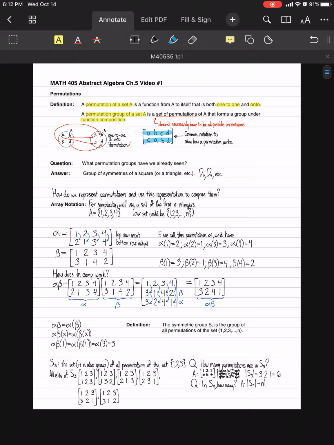Okay, and I think that pretty much covers that first section, hopefully anyway.